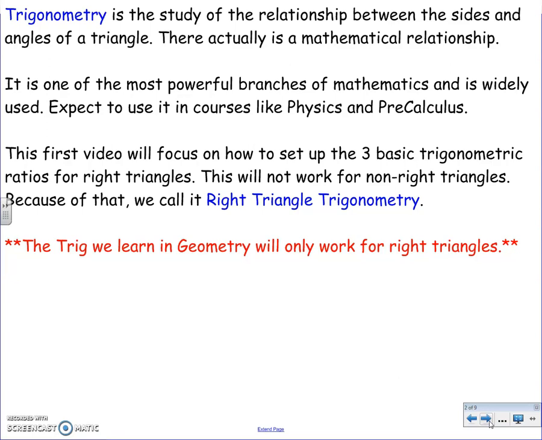This first video will focus on how to set up the three basic trigonometric ratios for right triangles. This will not work for non-right triangles. Because of that, we call it right triangle trigonometry. Again, the trig we learn in geometry will only work for right triangles.